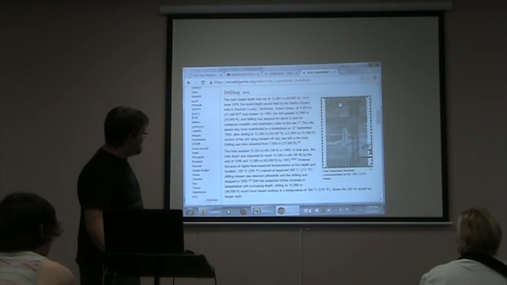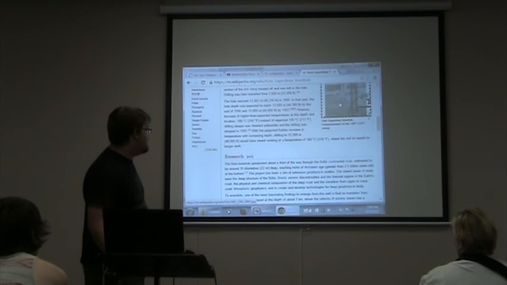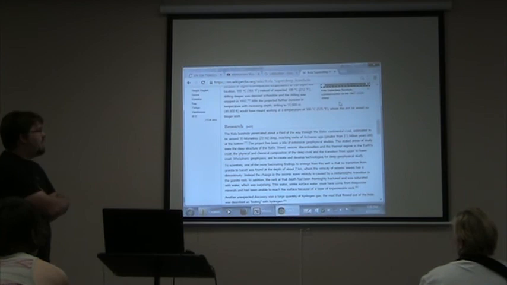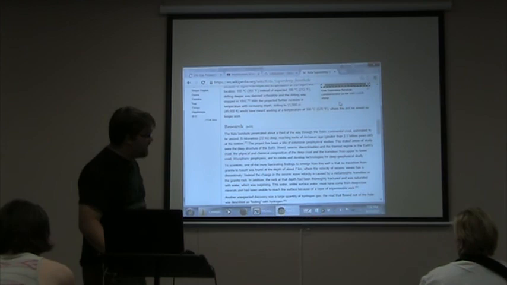All right. So they would have been working at a temperature of 300 degrees Celsius. Drill bit would no longer work. The Kola borehole penetrated approximately a third of the way through the continental crust, estimated in that area to be 22 miles deep, reaching rocks of really old, yeah, whatever. They have lots of geophysical studies there, Baltic shield, seismic discontinuities, blah, blah, blah.